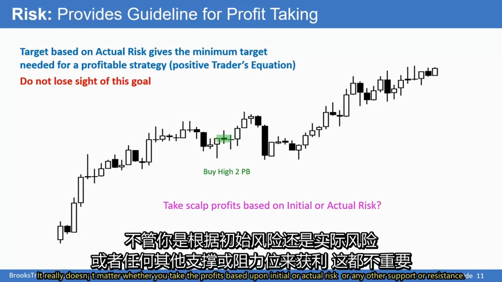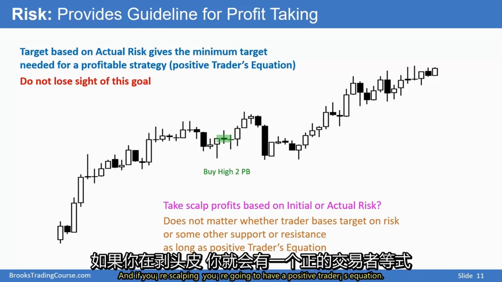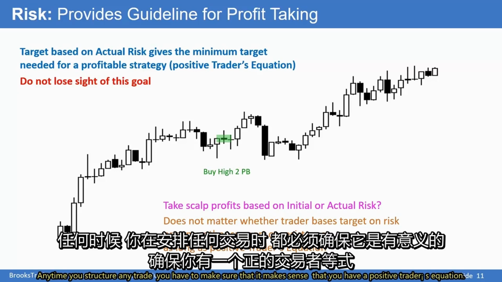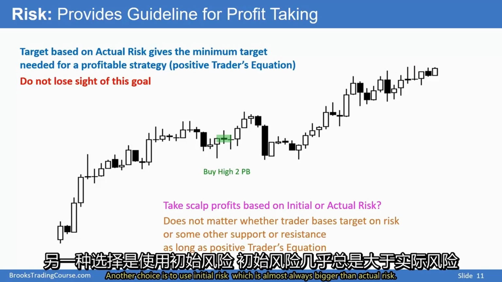Now, if you're scalping, can you take profits based upon the initial risk instead of the actual risk? It really doesn't matter whether you take the profits based upon initial or actual risk or any other support or resistance. Your goal is to have a positive trader's equation. Anytime you structure any trade, you have to make sure that it makes sense, that you have a positive trader's equation. The minimum profit is always 2 times actual risk, but sometimes that target is too small and you have a very high probability of making a bigger profit. Another choice is to use initial risk, which is almost always bigger than actual risk.